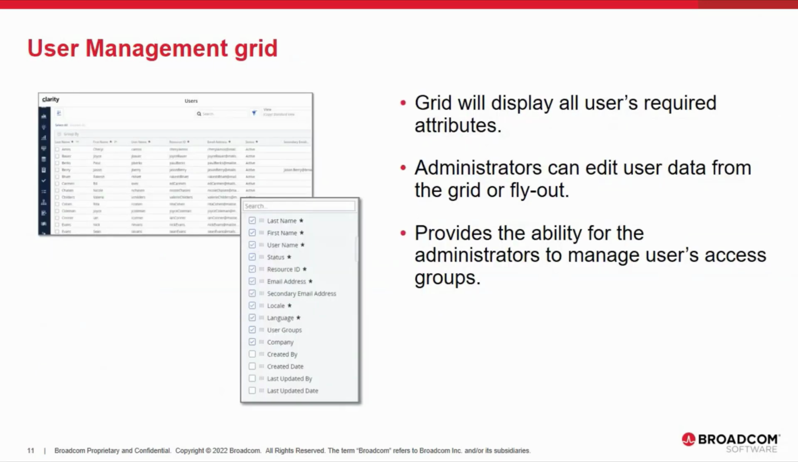The grid will display all the users' required attributes, and each one of those will be flagged with an asterisk next to them. The list of those attributes is on the screen that are available in the modern UX. Again, not every user attribute is going to be introduced, but only the ones that are introduced are listed on the screen. This grid will allow the administrator to manage the individual users' access to user groups, which means they can add or remove a user from a user group within this grid itself.